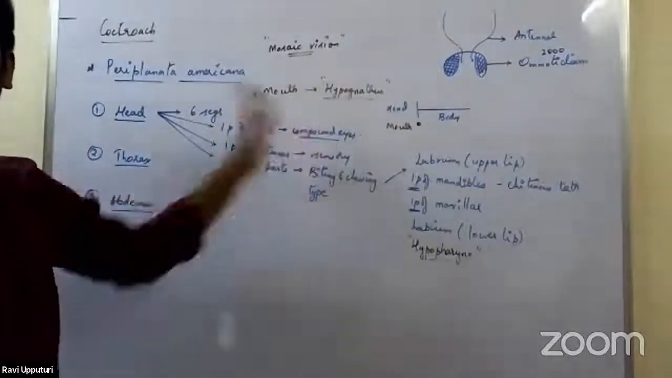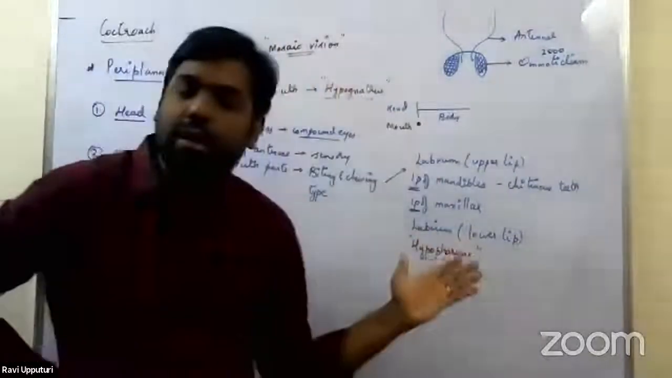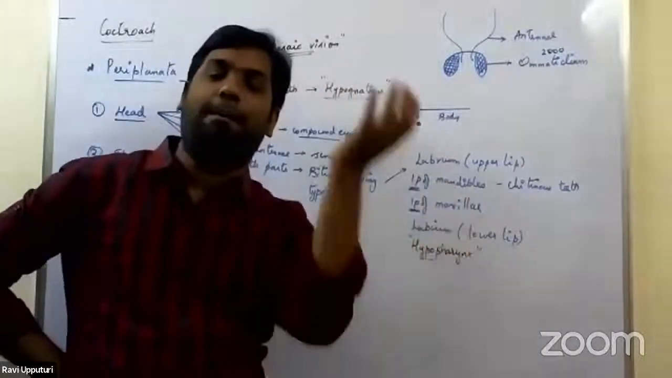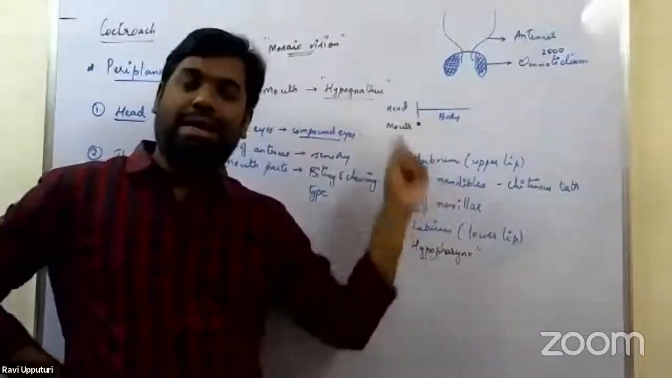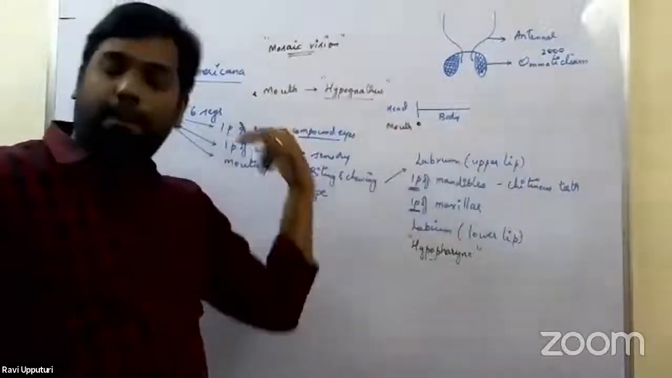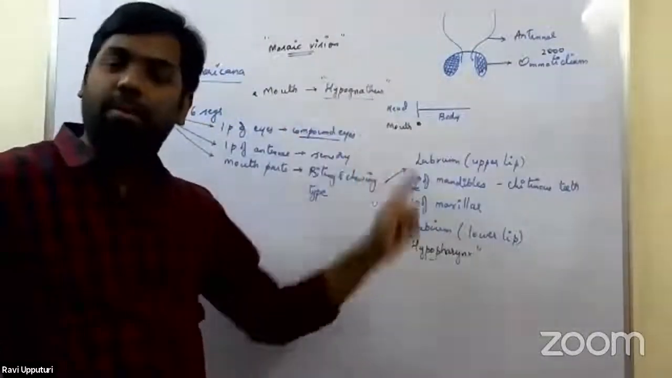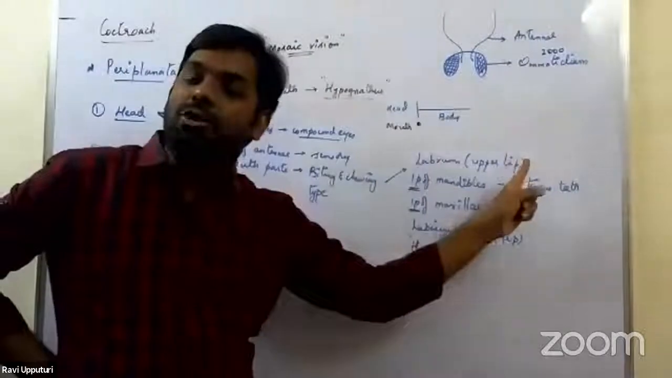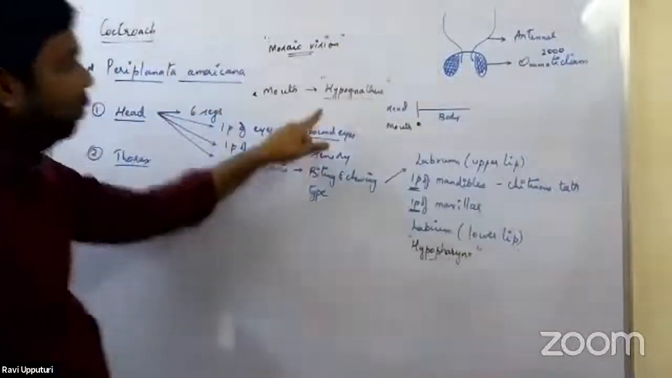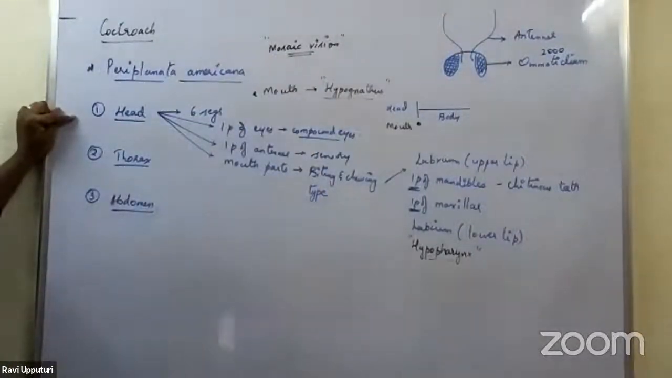This is one important term you need to remember: the mouth is said to be hypognathous. The reason is that it is present below. Hypo refers to below, and gnathos is the mouth. So right below the head the mouth is present, and remember, the head is at right angles to the body. So these are the different structures present in the head of this organism.